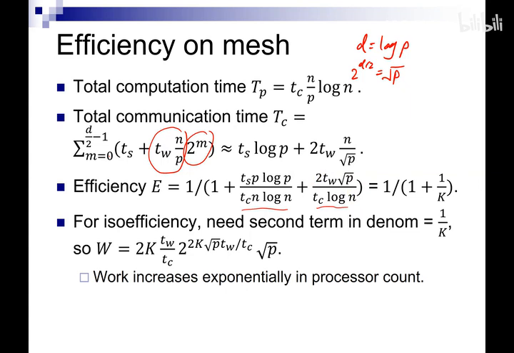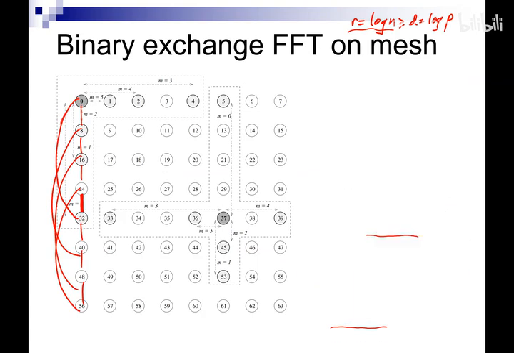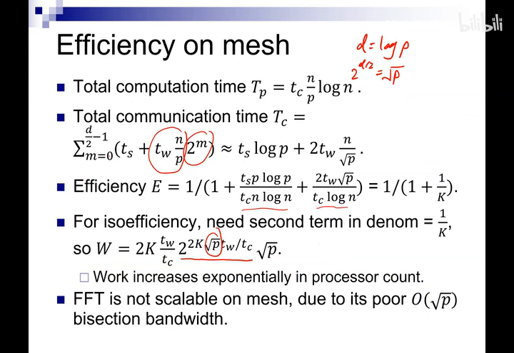In fact, if you work it out, you're going to see that the work is equal to n times log n. So the work is going to be something like this, which is now exponential in the p term. So p is now in the exponent of the work. The work needs to increase very, very quickly as the number of processors goes up. Whereas for the hypercube algorithm, the p is not in the exponent. Here the work is polynomial in p, whereas for the mesh, the work needs to be exponential in p to keep the same efficiency.